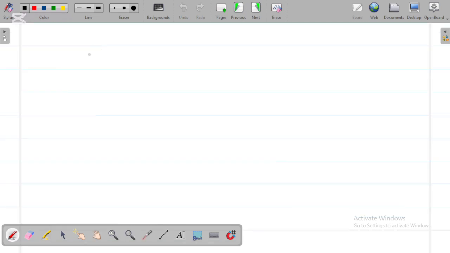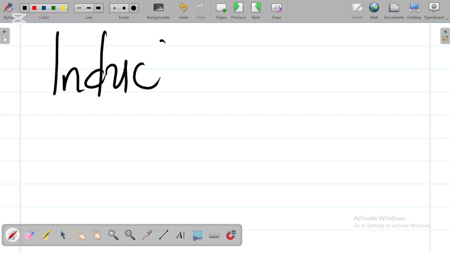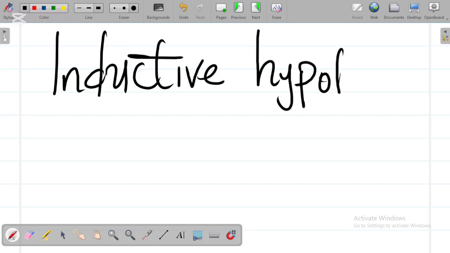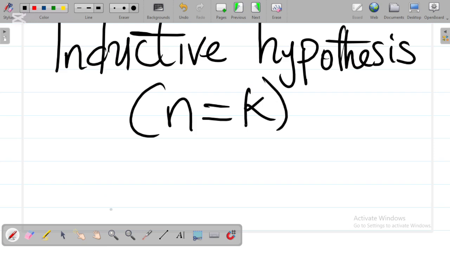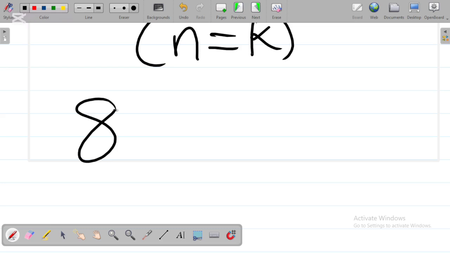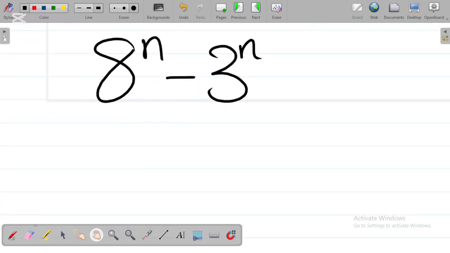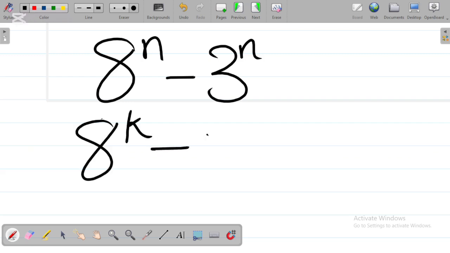Alright, the next step is the inductive hypothesis. For the inductive hypothesis, n is equal to k. So wherever you see n, you simply substitute k. The equation given is 8 raised to the power n minus 3 raised to the power n. So if we substitute k here, we would have 8 raised to the power k minus 3 raised to the power k.